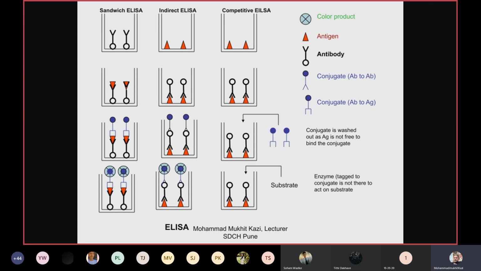And what is the competitive ELISA? Competition. We compete the known antibody with the unknown antibody. Unknown antibody from the patient's body, known antibody which you already know. So they will compete with each other. If there is no reaction, it means it is positive. If there is a reaction, it means negative. This is how you have to remember the competitive ELISA.